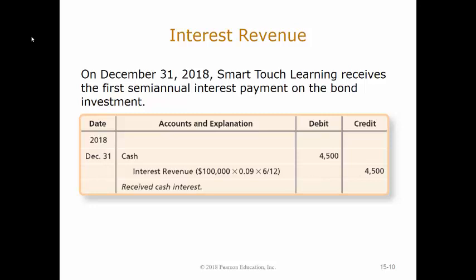Well, they're receiving the payment, which means their cash account is going to be going up, and cash always goes up with a debit, so we debit cash for $4,500, and our credit is to what we did to receive that cash. Well, we let them borrow money once upon a time, and now they are paying us interest. So the credit in this case, whenever you receive interest on a bond investment, is going to be to interest revenue, $4,500.